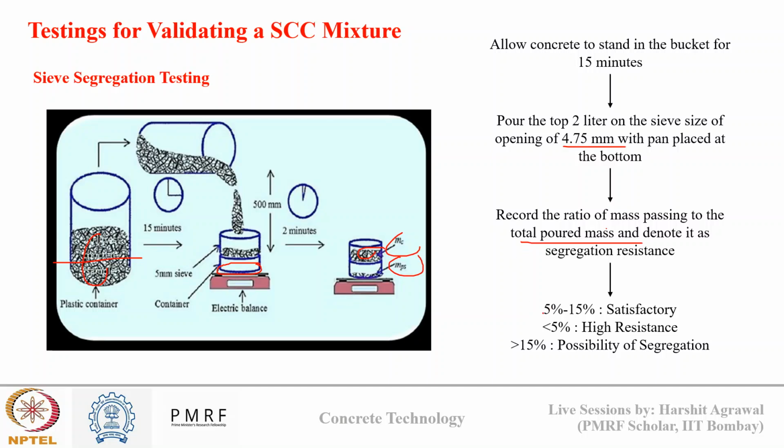Okay, so if this ratio is in the range of 5 to 15%, then we say it is satisfactory. If it is higher than 15%, then we say there are possible chances of segregation, and if it is less than 5%, then we say that it has high resistance, it is not that much flowable.